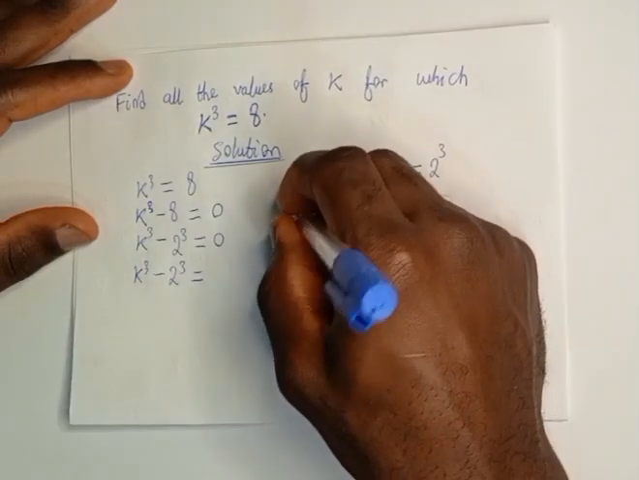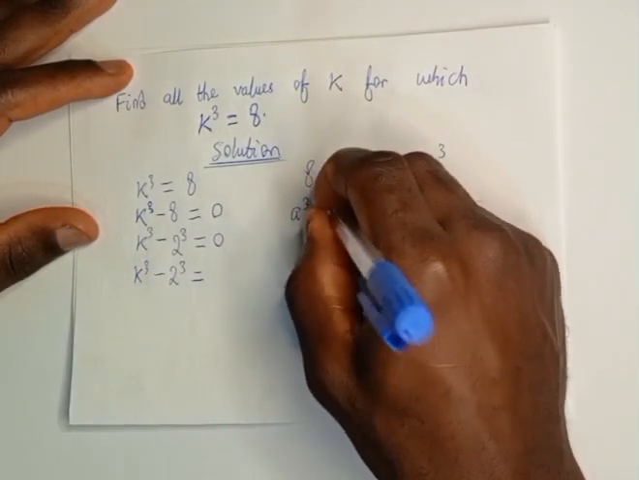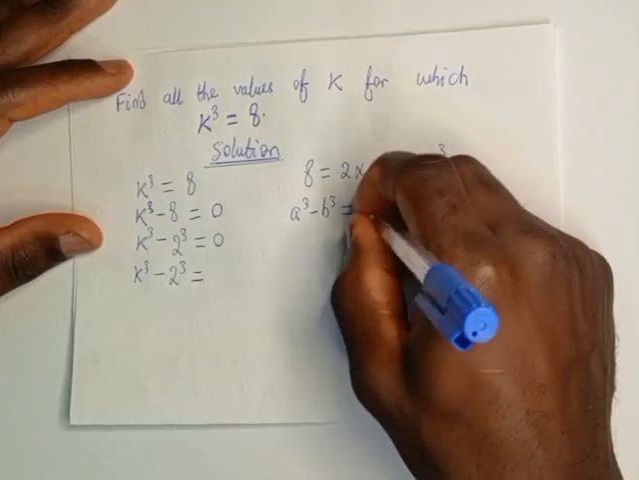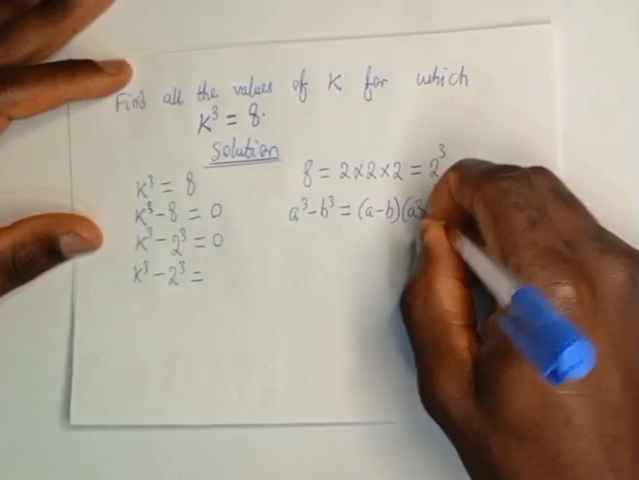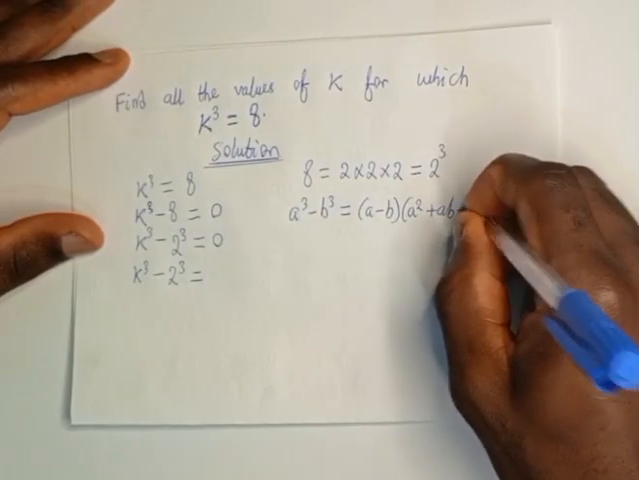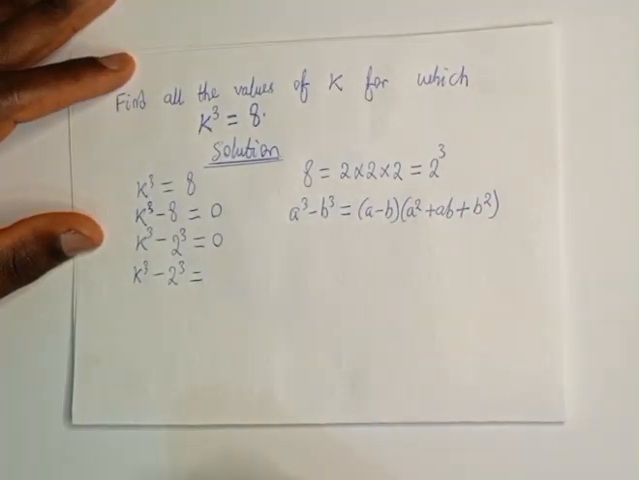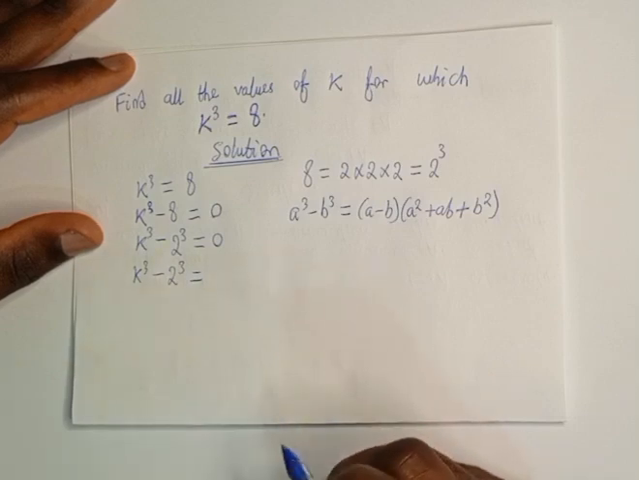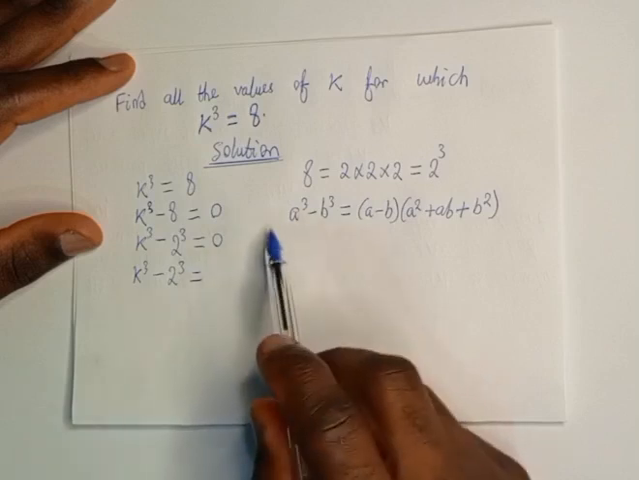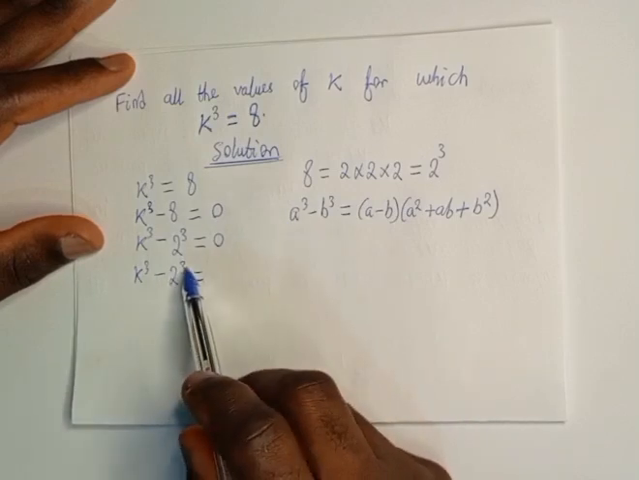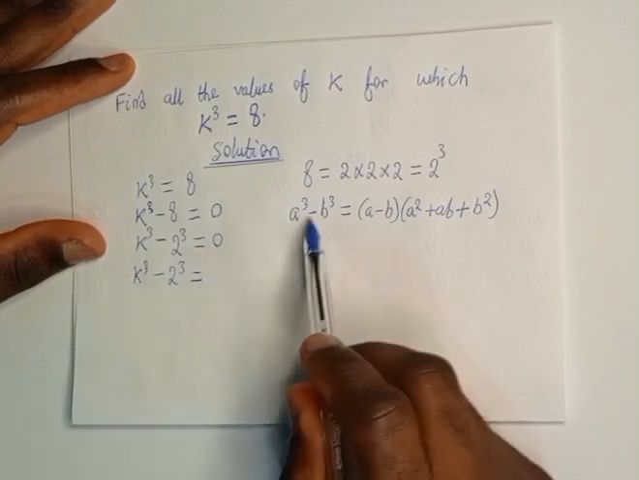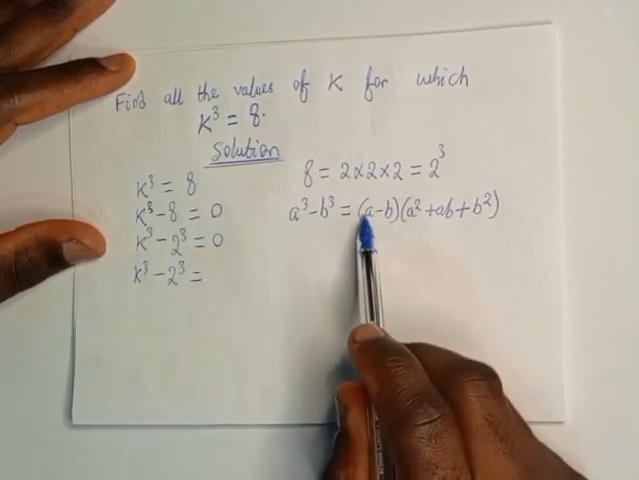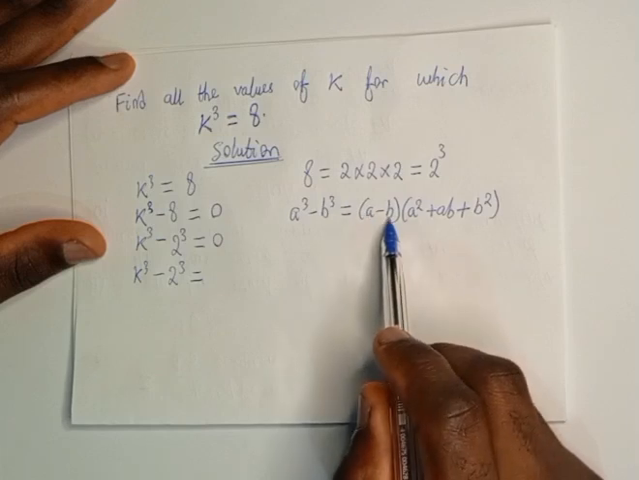The difference of 2 cubes, a cube minus b cube, has factorization a minus b times a squared plus ab plus b squared. This is the factorization of the difference of 2 cubes. Comparing k cube minus 2 cube with a cube minus b cube, our a is k and our b is 2. We are going to replace a with k and b with 2.